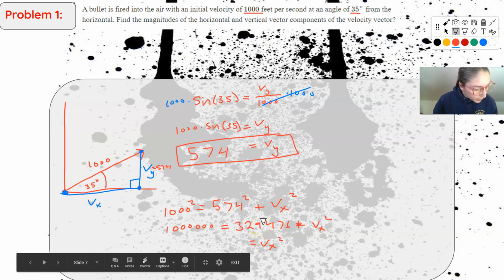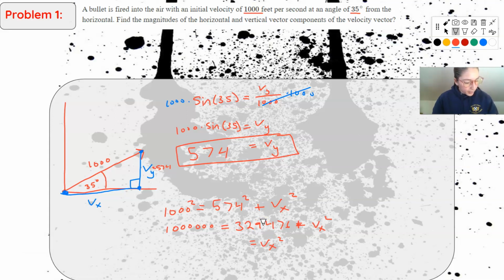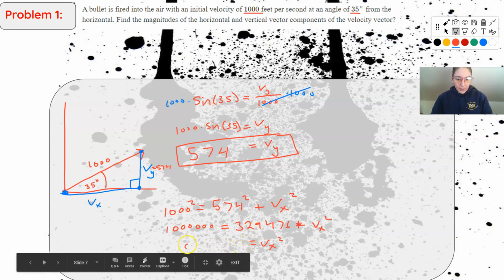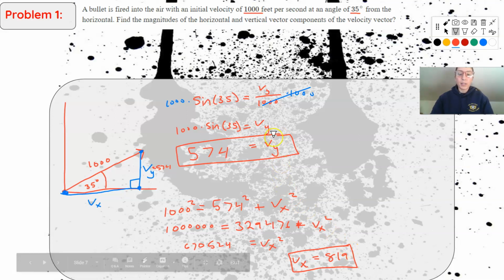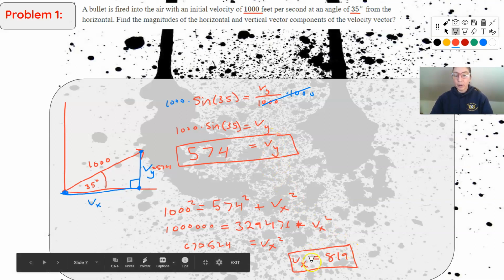1,000,000 minus 329,476 is 670,524. Now let's square root both sides and see what we get. Square rooting both sides gives us 818.8, but let's round that up because we're going whole numbers, so I'm going to call that 819. So there we go. We just figured out our vertical component as well as our horizontal component.